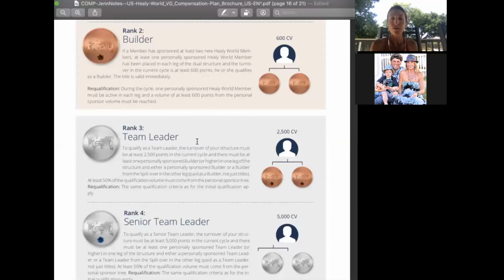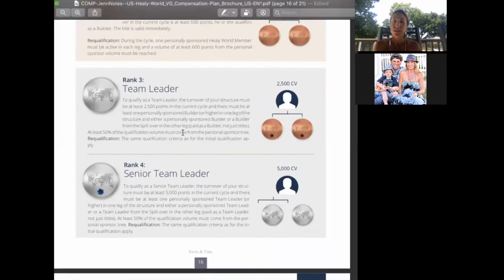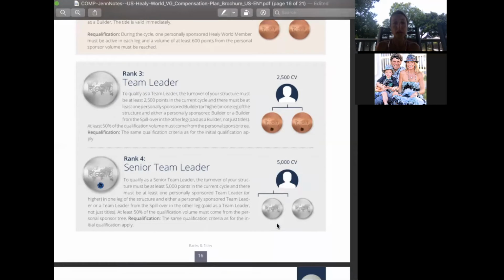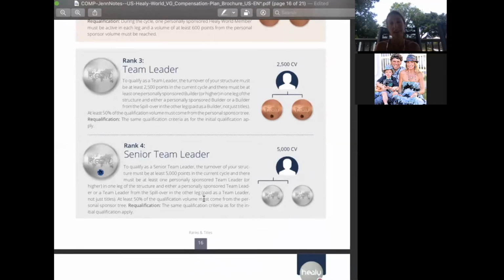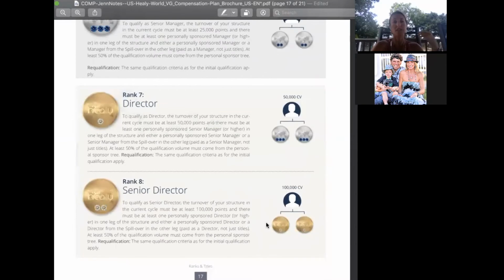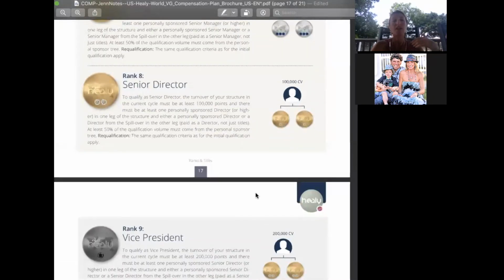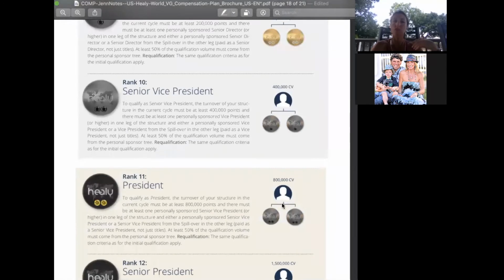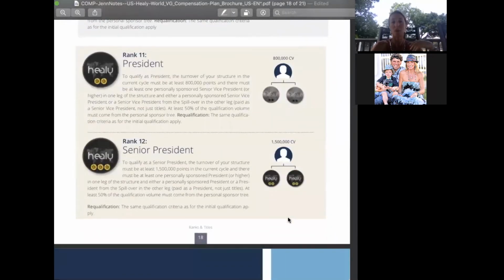So as you go down and look at the next ranks, you can see rank 3, we just discussed. Rank 4, now the volume goes up to 5,000. Again, at least half of that comes from your personal sponsor tree. And all this verbiage just says the same thing, except that now you're rank 4, you have to have a rank 3 below you in each leg. And that's how it continues on down the rank. Manager at 12,500, senior manager at 25,000, director at 50, senior director at 100, vice president 200, senior vice president 400, president at 800,000, and senior president at 1.5 million cumulative volume.